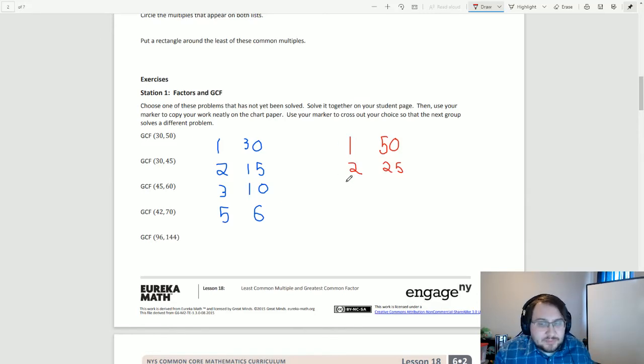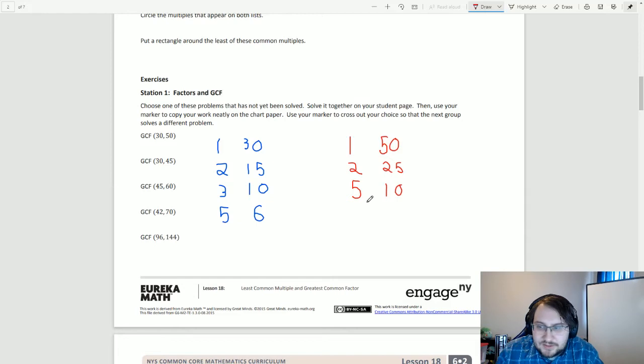Let's check the next number. 3. I can't divide 50 evenly by 3. Skip it. 4. I can't divide 50 evenly by 4. Skip it. Let's head to 5. 5. I could divide 50 by 5 easily. If I divide 50 by 5, I'm going to get 10. So that means that 5 and 10 both need to be factors of 50.